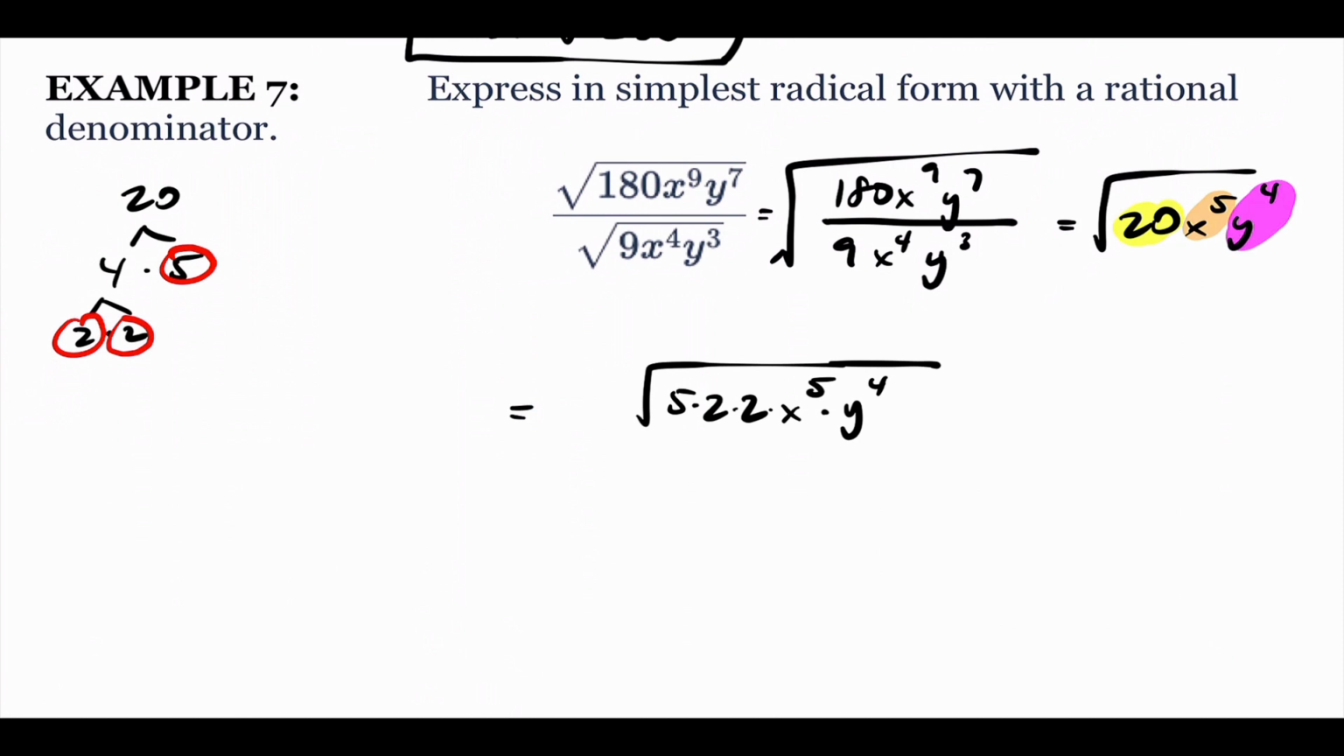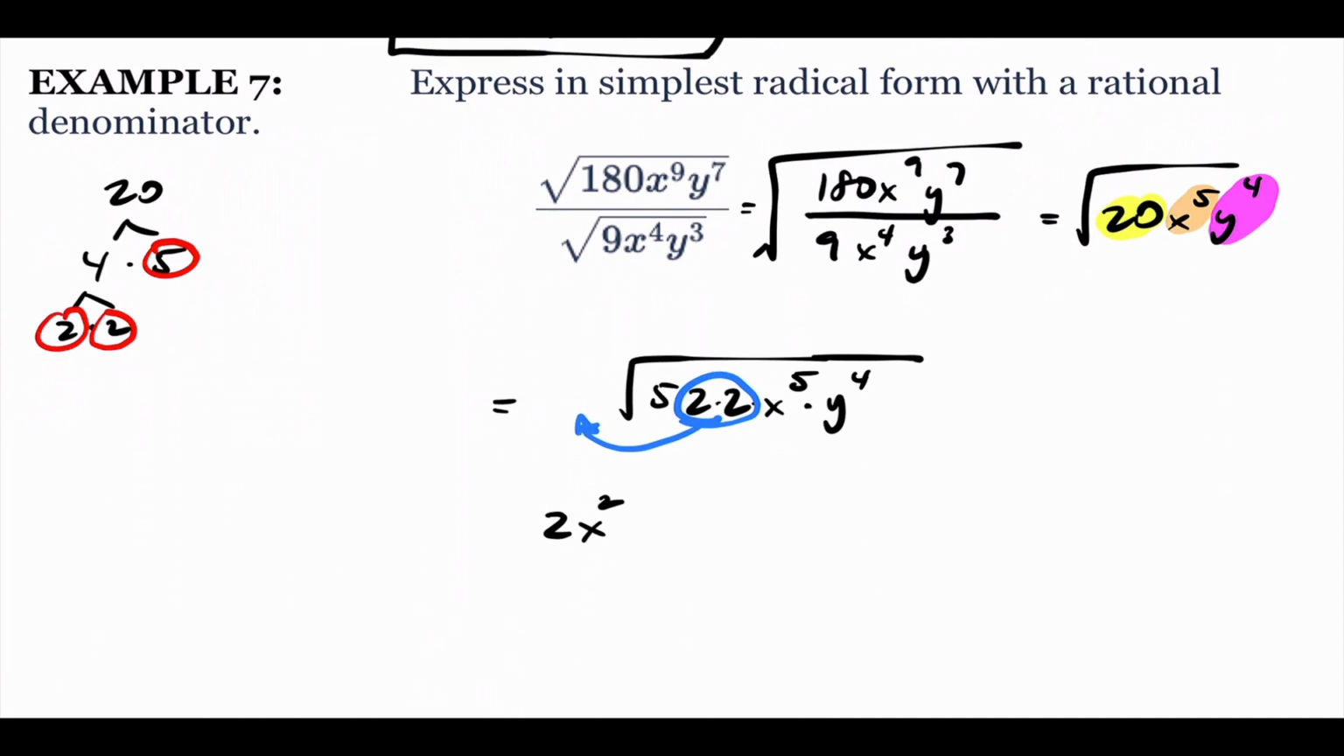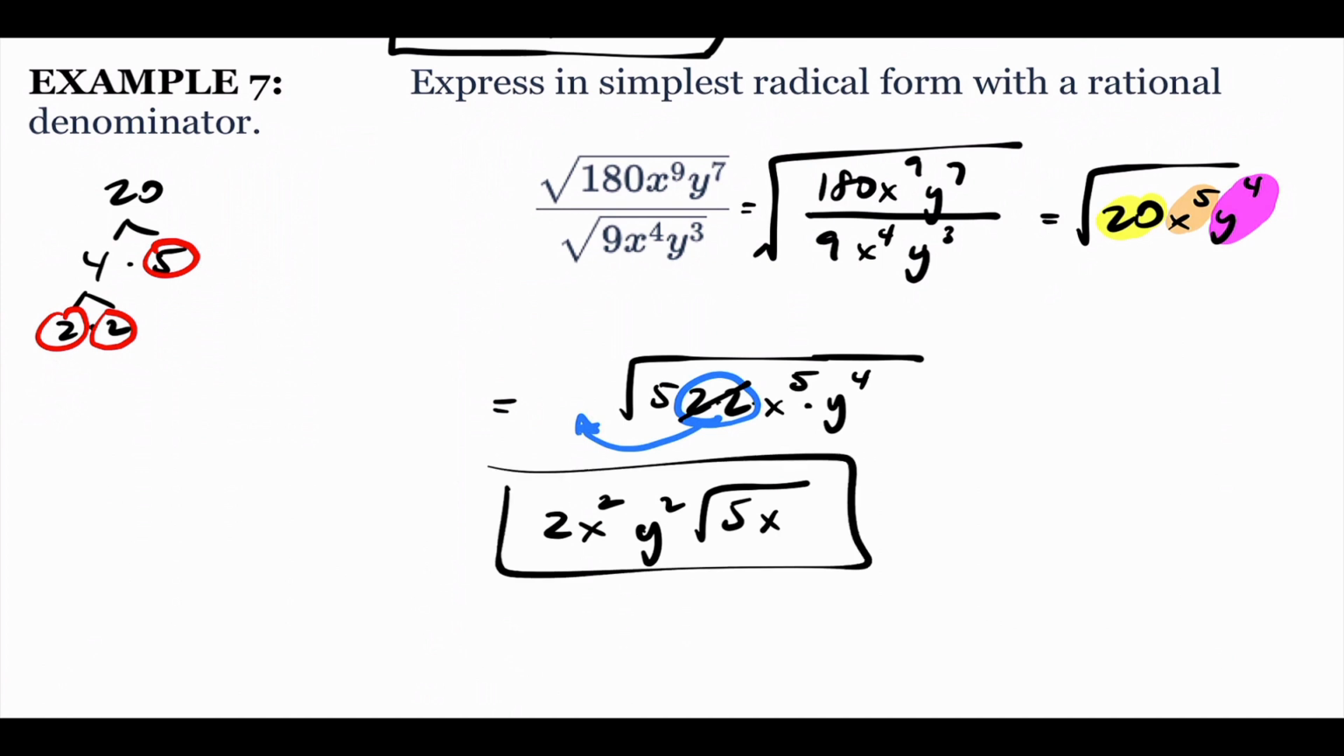Look for pairs. Got a pair of 2s. How many pairs of x's am I going to have? 2. With 1 left over, right? How many pairs of y's am I going to have? 2. With none left over. So what's left over? I got a 5 and then an x, right? Done.